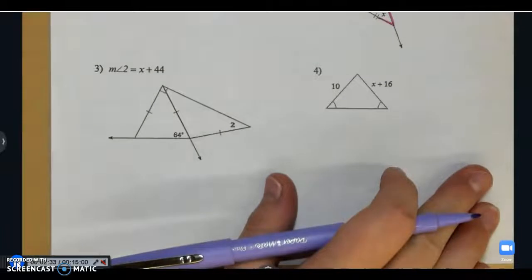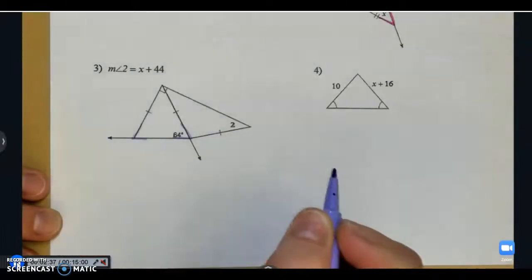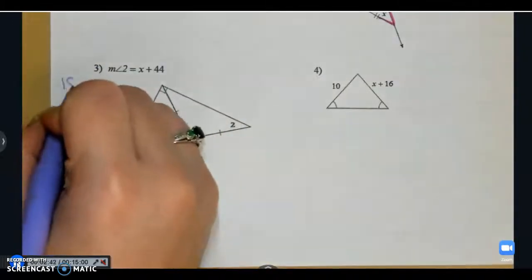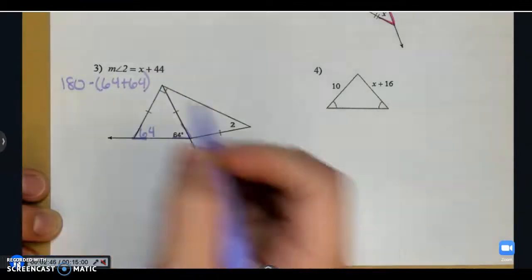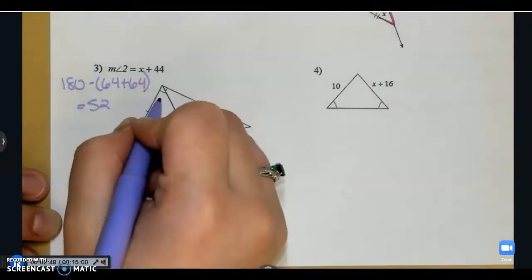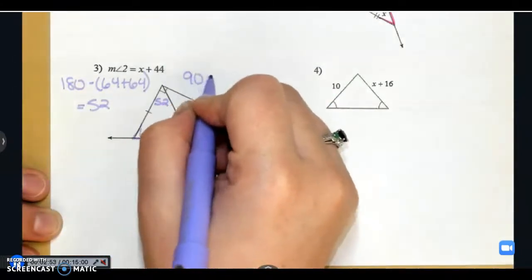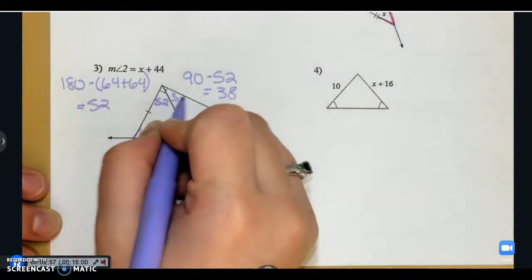Number 3. With my tick marks on the triangle on the left, these are my congruent angles. So these angles are both 64, so I find that third angle by subtracting their sum from 180. And that leaves me with 52. And just like on number 1, these two angles form a right angle, so I find that other side by subtracting from 90, and that leaves us with 38.